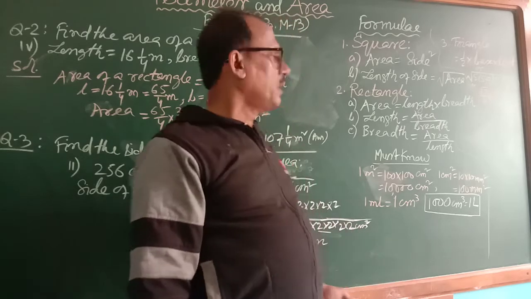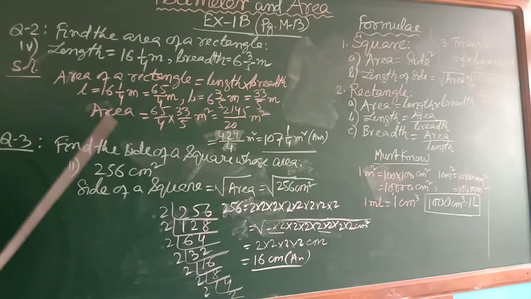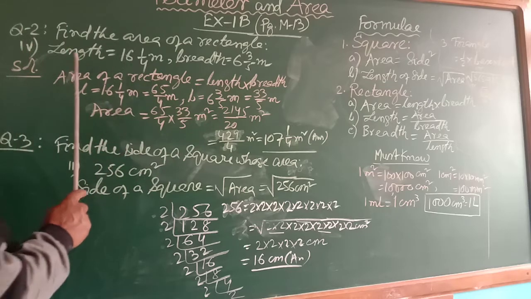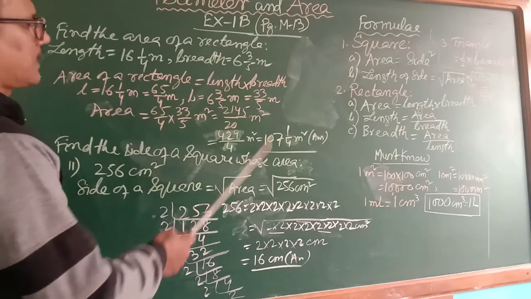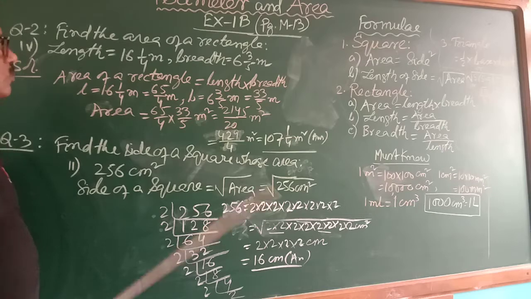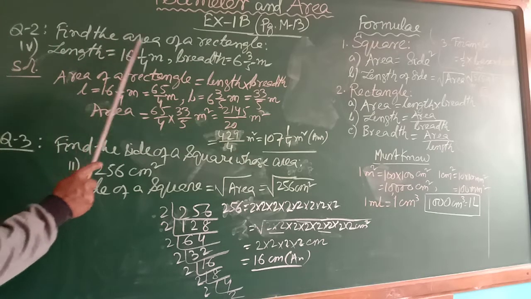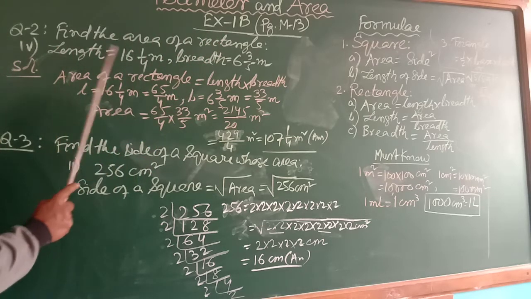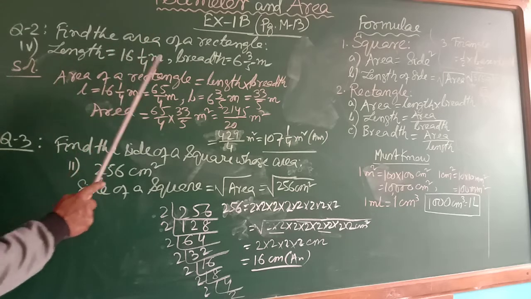Could you understand me? Now I move on to the sums. I have taken question number 2. Question number 2 says you will have to find out the area of the rectangle. These are all basic things, though I will have to solve 1 or 2. That's what I have taken. The length of a rectangle is given, breadth is given, and you need to find out the area.